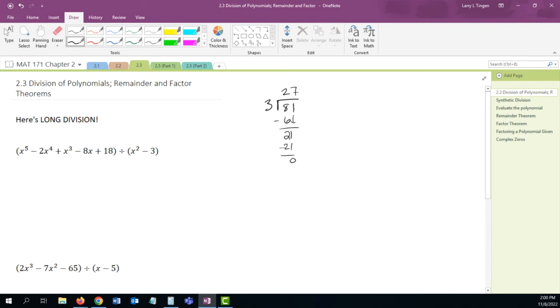And what is that? What does this process tell me? This process tells me that 81 can be written as 3 times 27. In this problem, 27 is the quotient. That's the result of the division. 3 is the divisor. And then 81 is the dividend.